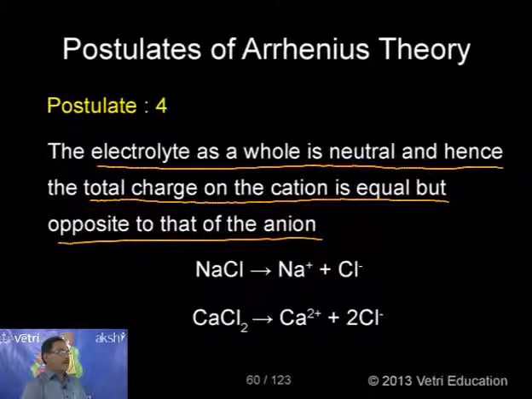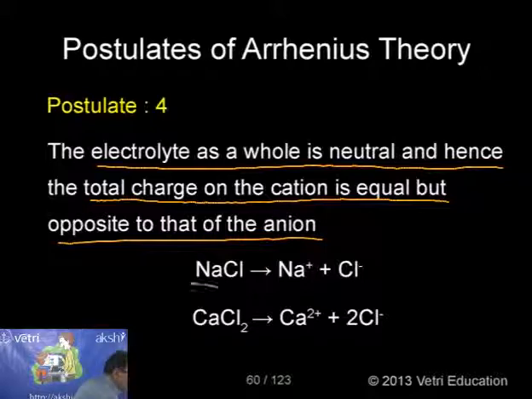Kindly follow me. But the most important point: it is not necessary that the total number of positive ions will be equal to the total number of negative ions. This is the interesting information. Let me repeat it. Kindly follow. The electrolyte as a whole, which may be strong or weak, is neutral, and hence the total charge on the cation is equal but opposite to that of the anion.